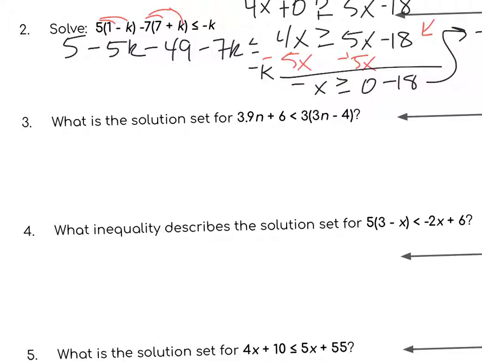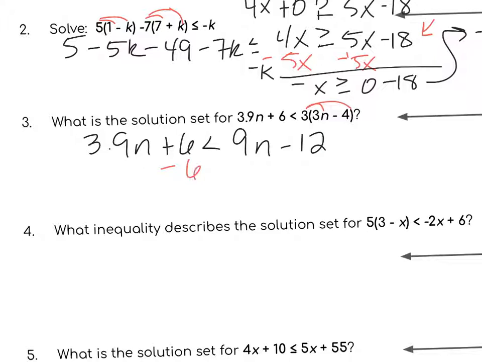Okay, number 3. Again, I have distribution over here, I start there. Okay, then I write down my problem. 3 times 3 is 9. Lots of people told me 6. All right, minus 12. So now I have letters and numbers. So I'm going to start by subtracting 6, I guess, from both sides.